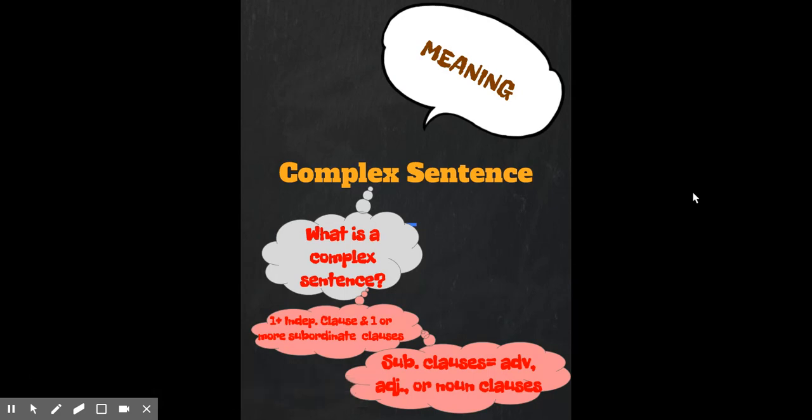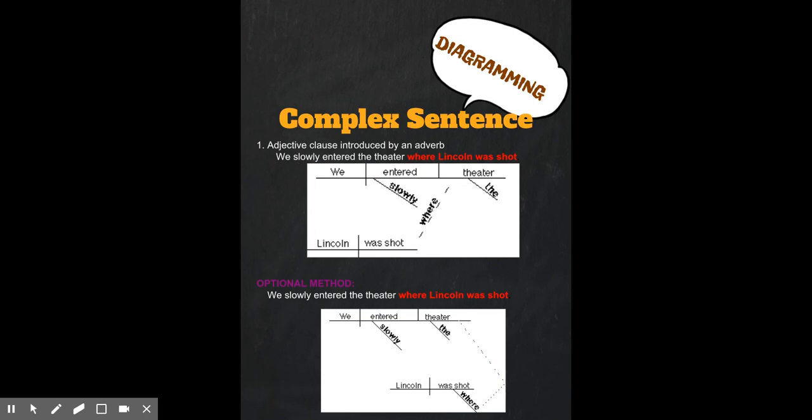Complex sentences. Okay, what is complex is that now we start putting those pieces together. The simple has one independent clause, the compound has more than one. In a complex sentence, this is where we're adding our clause. So a complex sentence is one independent clause, and it can have one or more subordinate clauses. It can have an adverb clause, an adjective clause, a noun clause, or a combination. Okay, let's look at some examples and how to diagram.